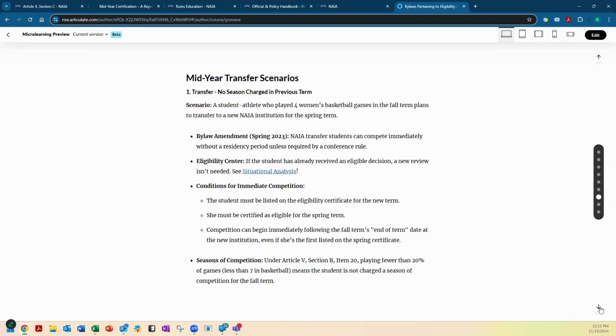So at this point in time, in this specific scenario, the student is not charged a season of competition in that first term because it's specific to the NAI institution. They can transfer. They do not need an updated eligibility center decision. You can always double check that, but this is one common example that we get.